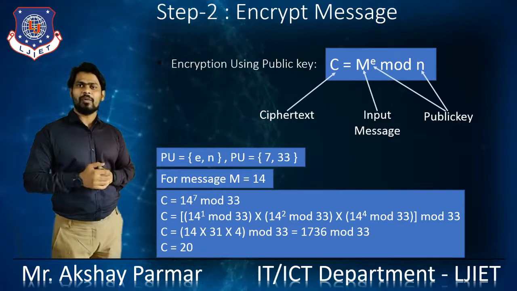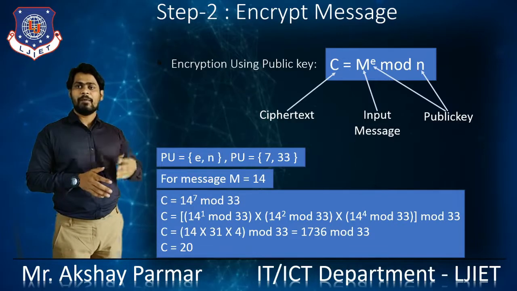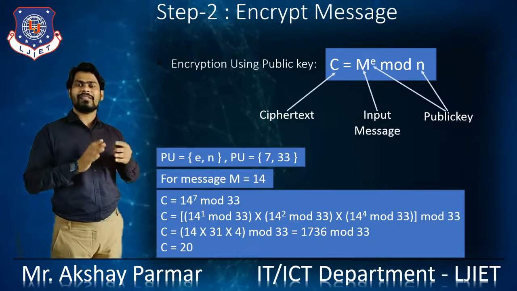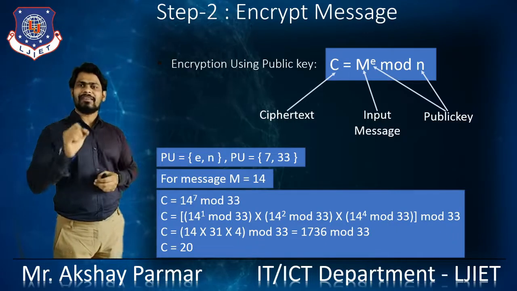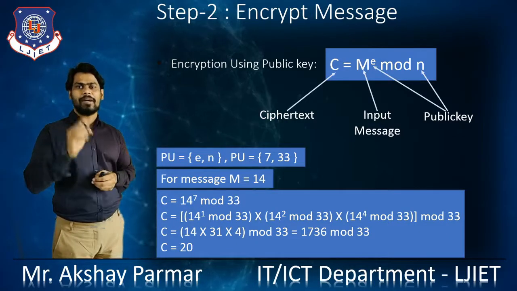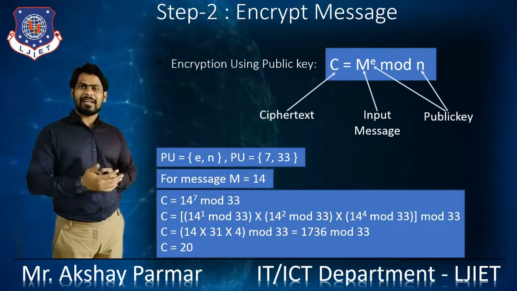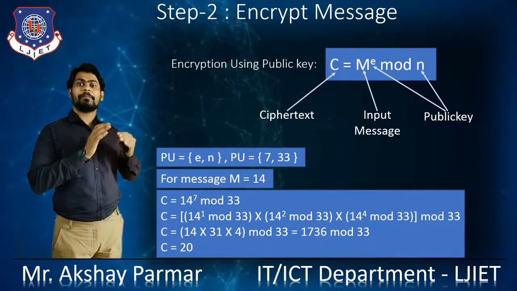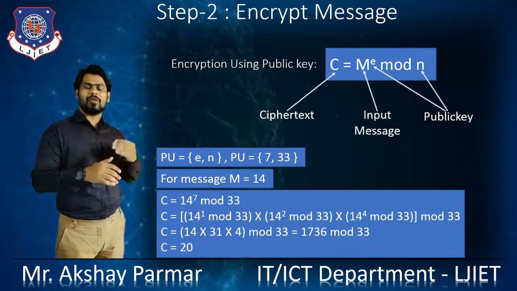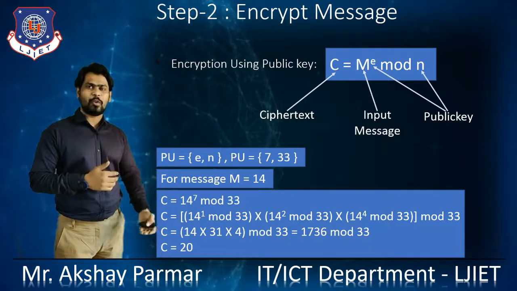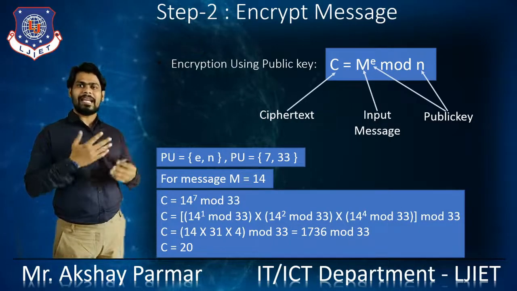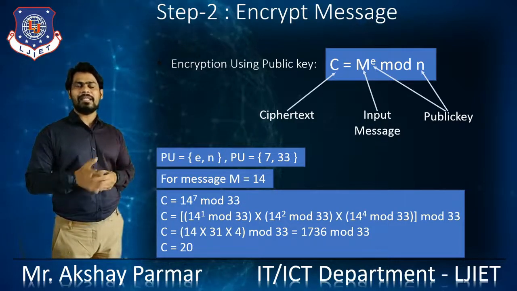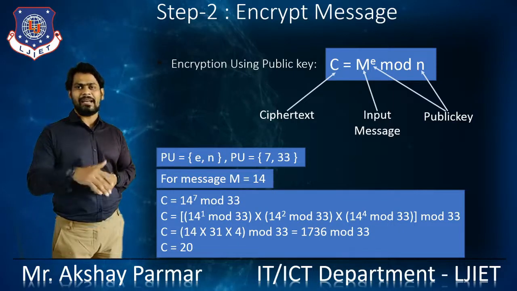So C is equal to 14 raised to 7 mod 33. 14 raised to 7 is 1736, and 1736 mod 33 is equal to 20. So our ciphertext is 20 in this case. The plain input text 14 is converted into the ciphertext 20. That's how we encrypt our message with the help of the public key, the pair E and N.